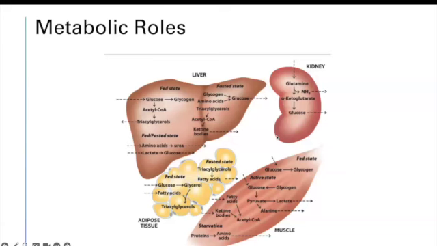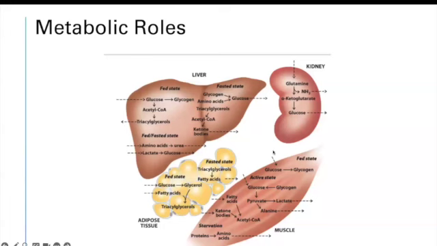Okay, so let's put all of this into context. We have different metabolic pathways that can happen in different cellular locations, all at different times. So the TCA cycle and oxidative phosphorylation both happen in the matrix. Glycolysis, gluconeogenesis, and the pentose phosphate pathway happen in the cytosol.